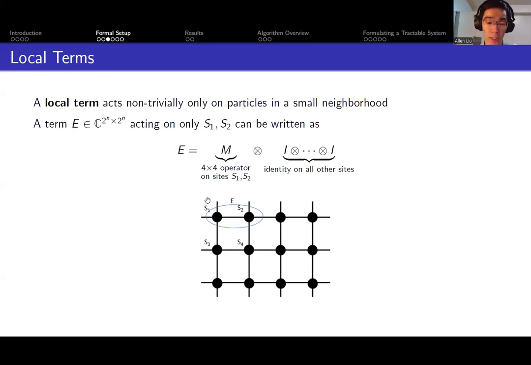E can be written as M, a 4x4 operator on the subsystem consisting of sites S1 and S2, tensored with identity on all of the other sites. So this term E, acting on only sites S1 and S2, can be written as a tensor product of an operator on this 4x4 subsystem, tensored with identity, so a trivial interaction everywhere else.